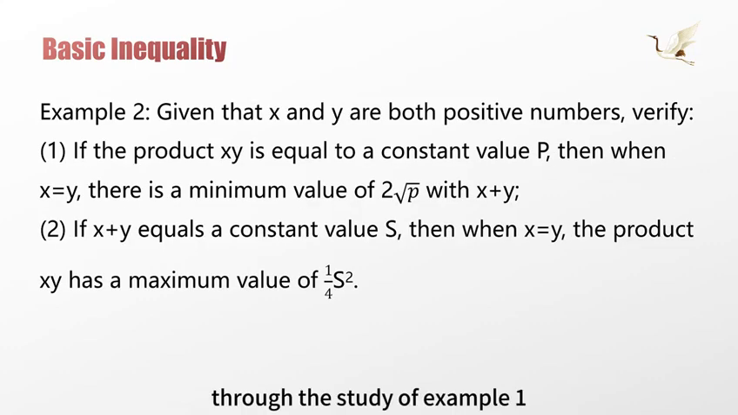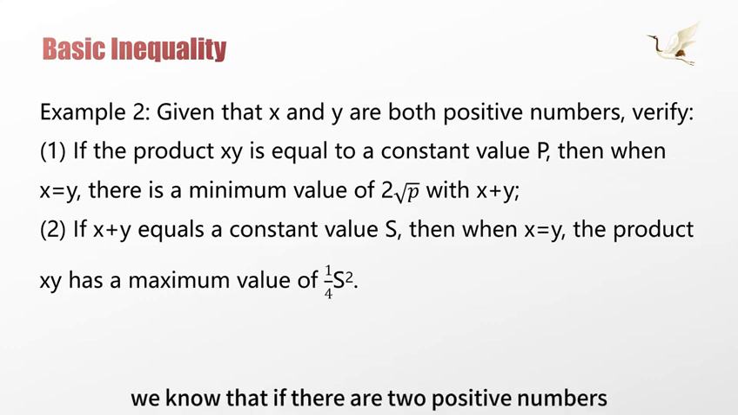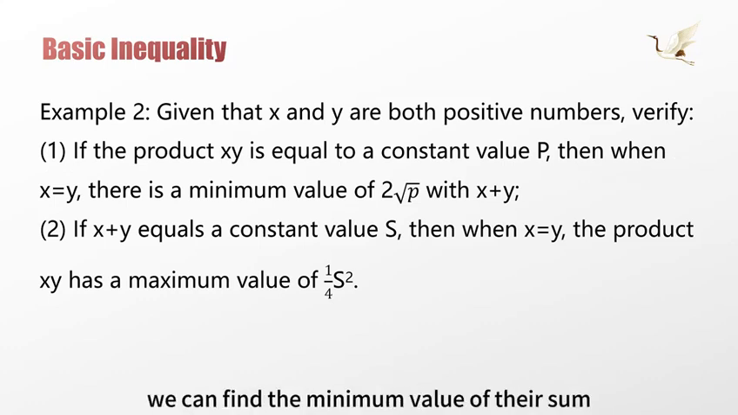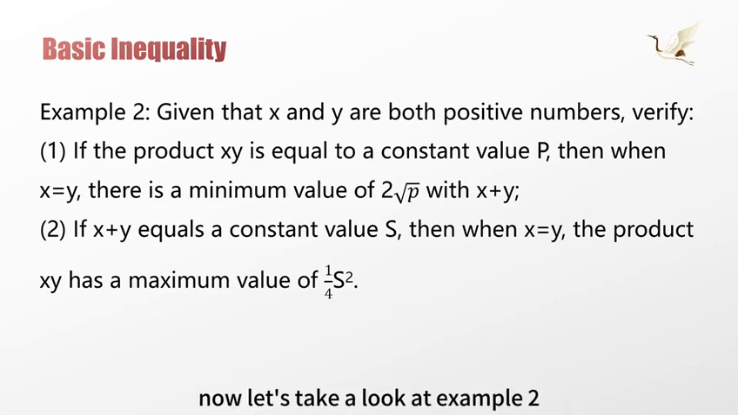Through the study of example 1, we know that if there are two positive numbers and their product is constant, we can find the minimum value of their sum. Now let's take a look at example 2.